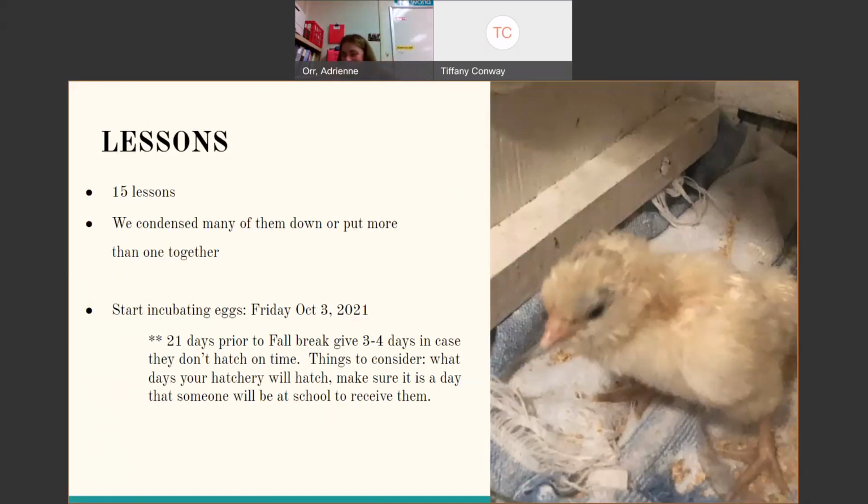So yeah, just make sure that you have kind of especially before fall break, like this year, we're thinking about starting October 3rd, so that we have that little bit of a buffer before fall break. So 3 to 4 days, just to make sure that they're not hatching over that time. Also, just make sure that the hatcheries will only ship on certain days. So make sure that you know what day they're shipping and that someone will be there to receive them when they come. So you have to kind of pay attention to weekends and all that stuff.